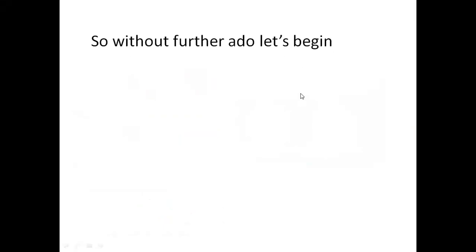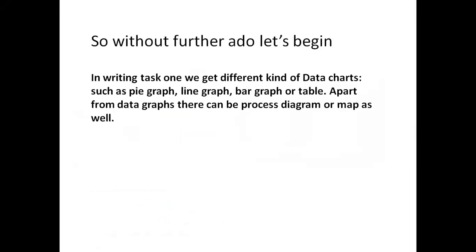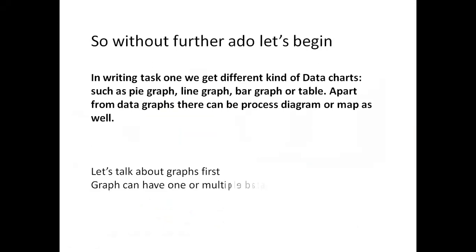So what do we get in our Writing Task 1 Academic? Well, in Writing Task 1, we get different kinds of data charts, such as pie graph, line graph, bar graph, or table. Apart from data graphs, there can also be a process diagram or map as well. But let's talk about graphs first. And these graphs can be a singular graph, or they can be a double graph, or they can be multiple graphs.